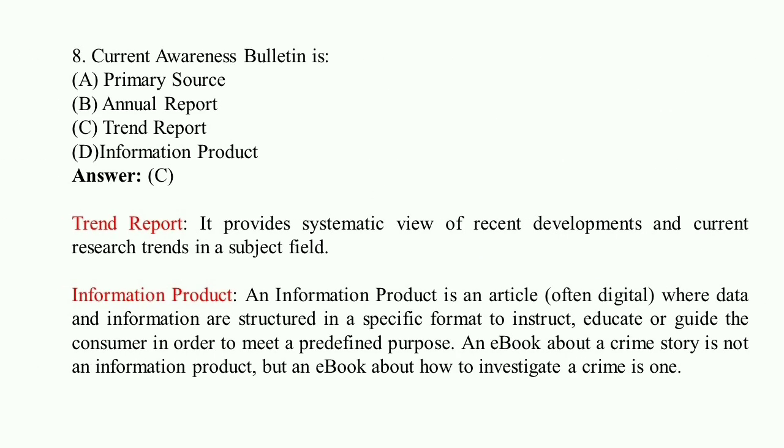The next one: current awareness bulletin is A, primary source, B, annual report, C, trend report, D, information product. The right one is that the current awareness bulletin is a kind of trend report. We know what a primary source is; I have discussed it earlier. The annual report is a report published annually from an organization, from any kind of organization.